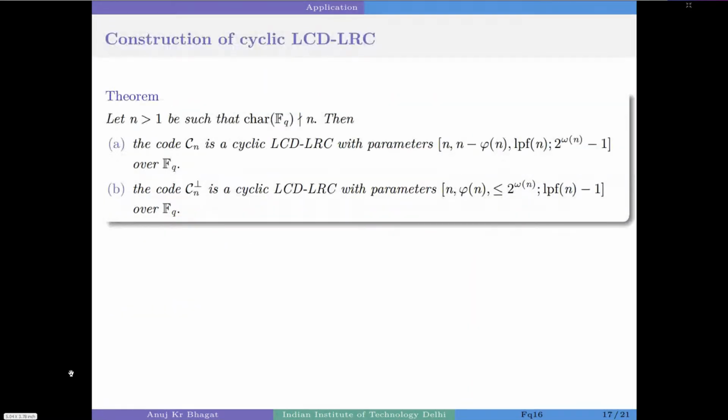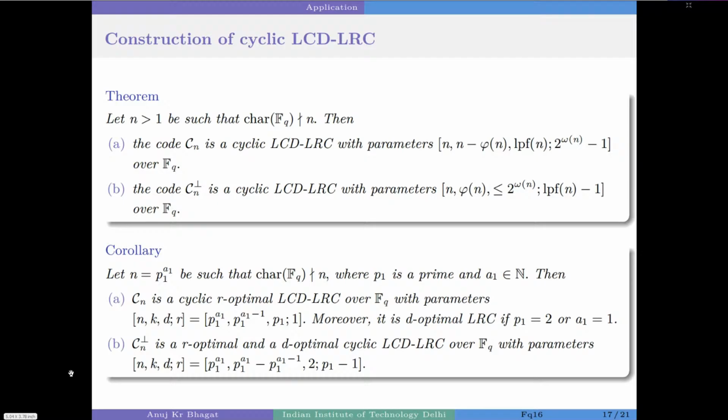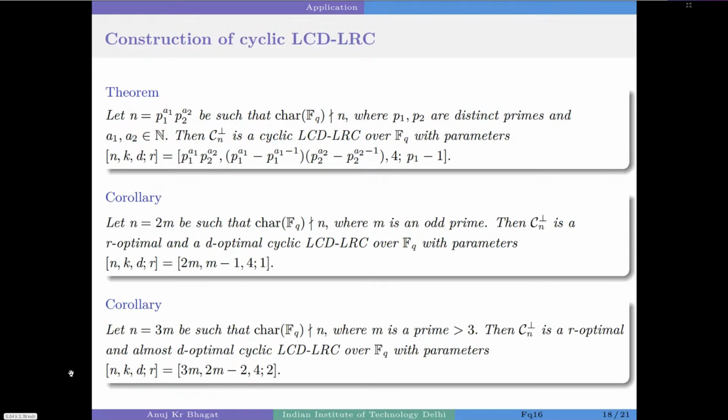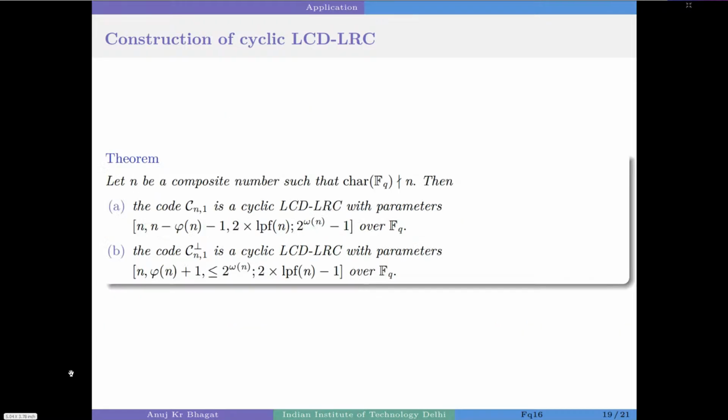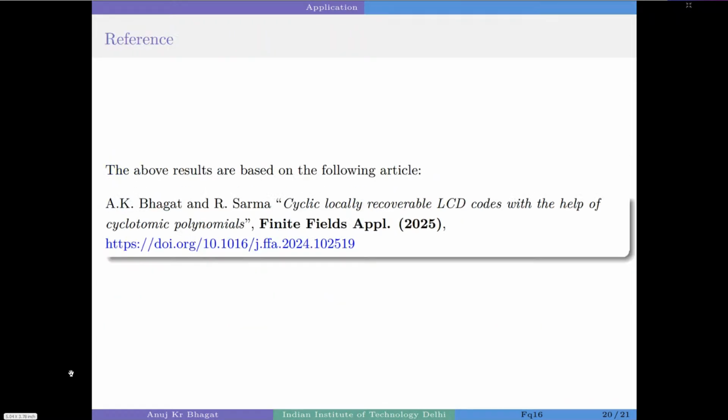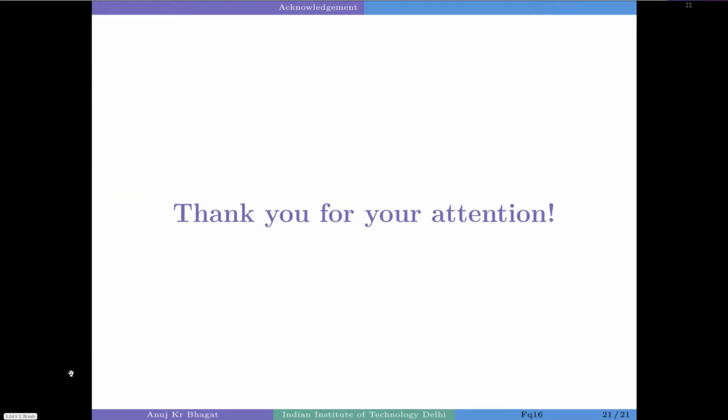So we could find some families of cyclic LCD LRC codes which are also optimal, R optimal and D optimal. Here are some results which we can find. We have some families like this with locality 1 and distance P1, and we have some other families which are obtained. This is just a simple application of the previous results: the families that we gave are actually LCD as well as LRC with the following parameters, and they are optimal in some cases. All the results were based on the following paper. Thank you for your attention.